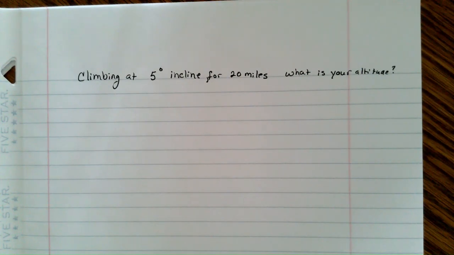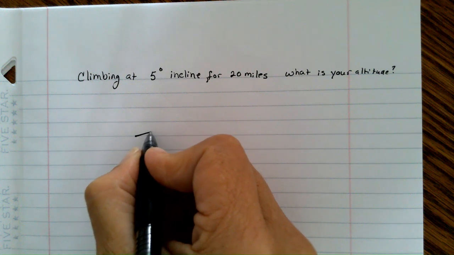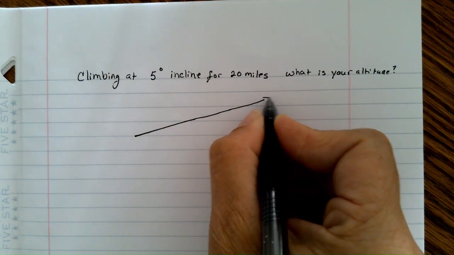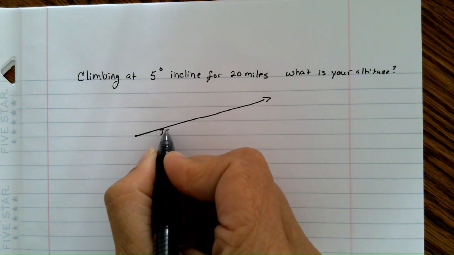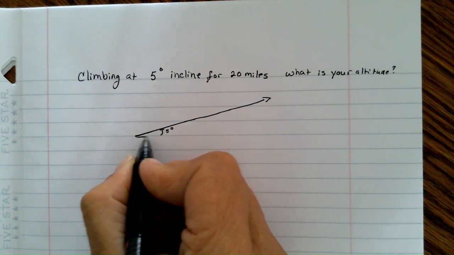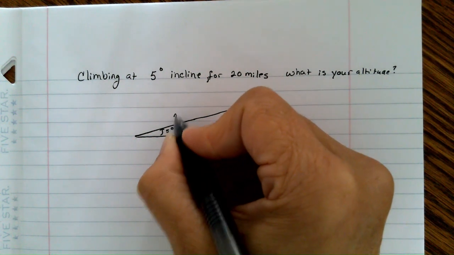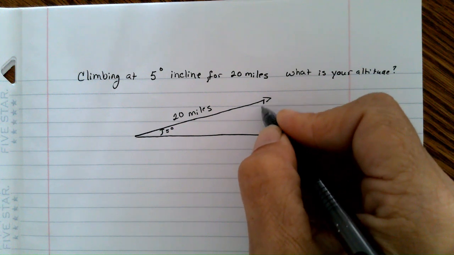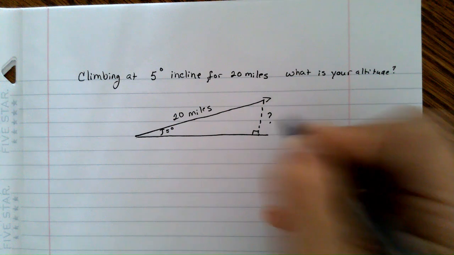Okay, let's make a picture of this. We're in a plane. It's climbing. 5 degrees is very small, so I'm sure I drew that too big. Here's the ground. You've gone 20 miles. What is your altitude?